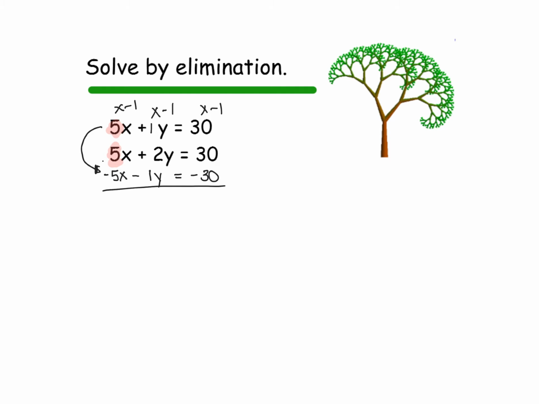And now if I go ahead and add all my columns, I have 5x plus negative 5x, and so those cancel out. I have 2 plus negative 1y, so I have 1y left. And I have 30 plus negative 30, which gets me 0. So y is going to be 0.